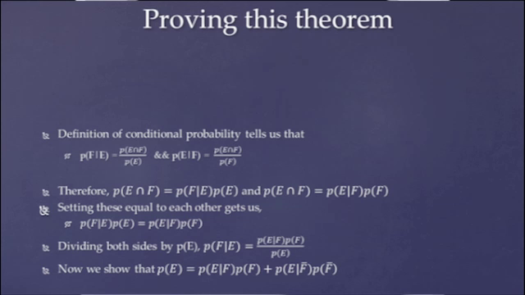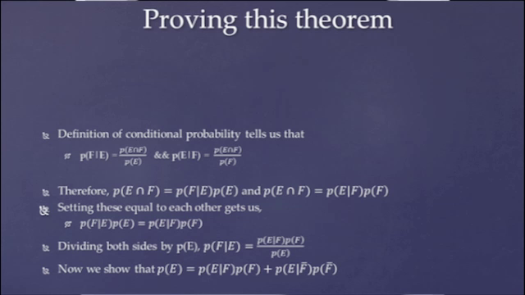So now the definition of conditional probability tells us that the probability of F given E is equal to the probability of E and F divided by the probability of E. And also the probability of E given F is equal to the probability of E and F divided by the probability of F.